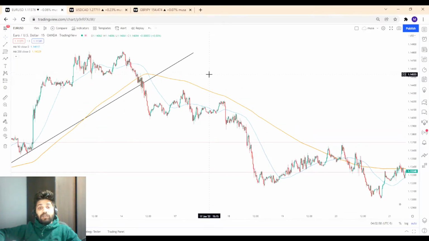So this gives more confirmation to us. In trading, what we have to do is have more probability in your favor. If you have more probability in your favor, there are more chances that you will be a successful trader.